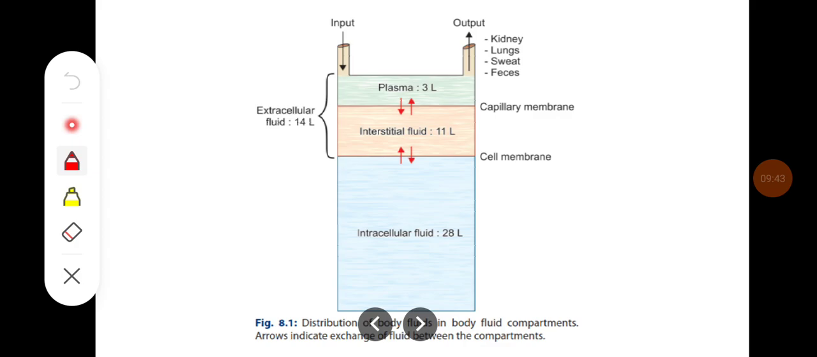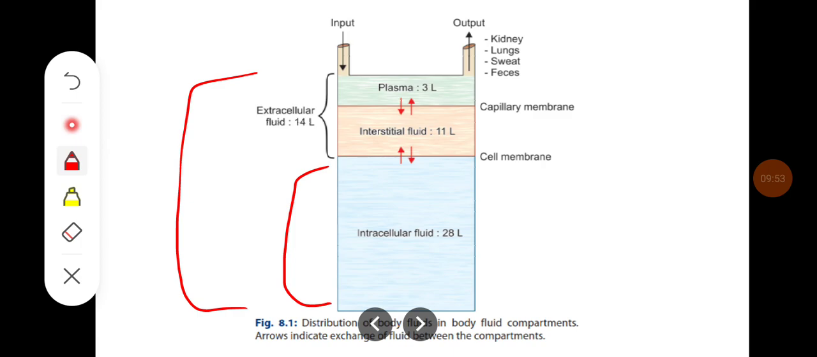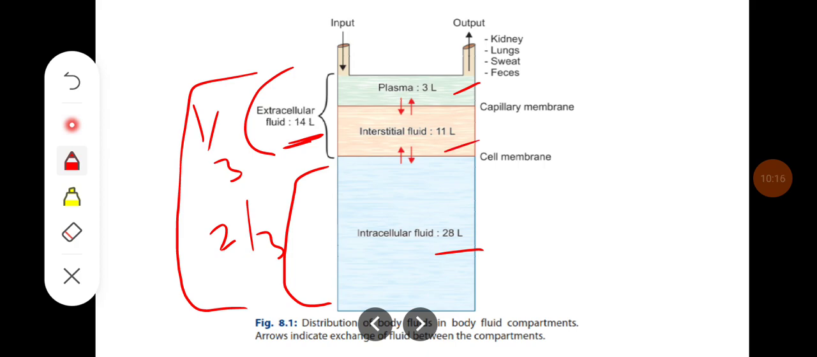This is a diagram showing the distribution of the body fluids. This is the total body water. In that, the intracellular fluid occupies almost two-thirds, and the extracellular one-third. If the total body water is 42 liters, intracellular fluid is 28 liters, extracellular fluid is 14 liters, plasma is 3 liters, and interstitial fluid is around 11 liters.